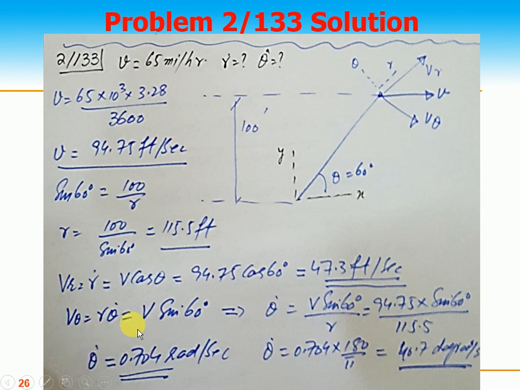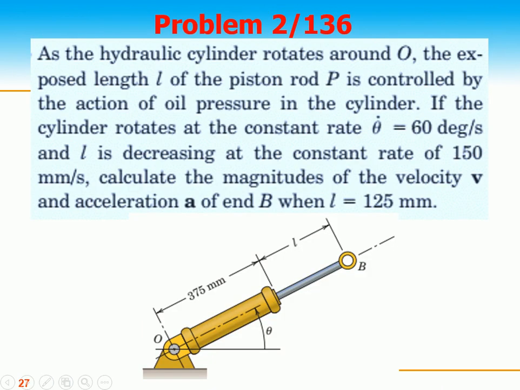So V theta is equal to r theta dot, which is equal to V sine of theta in this case. We know the value of r, so we can find the value of theta dot, which is equal to 0.704 radian per second. If you want it in degree per second, multiply by 180 by pi to convert 1 radian into degrees. This is 40.7 degree per second.